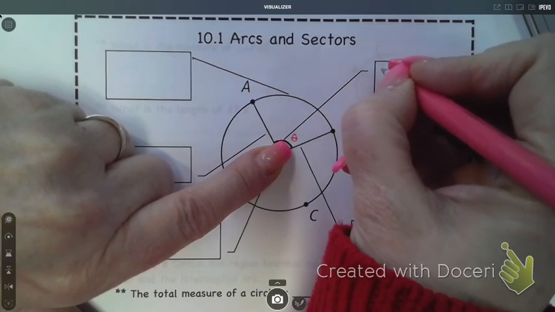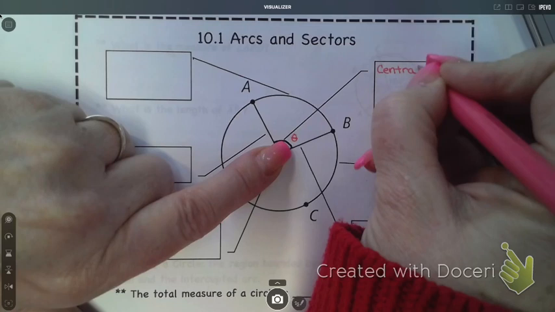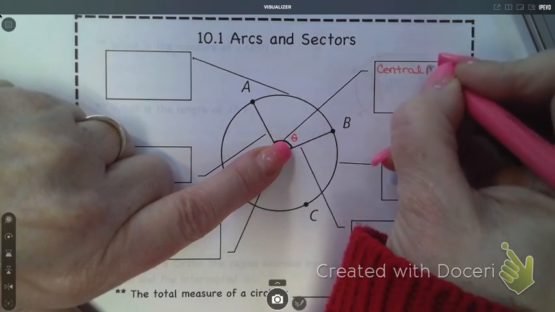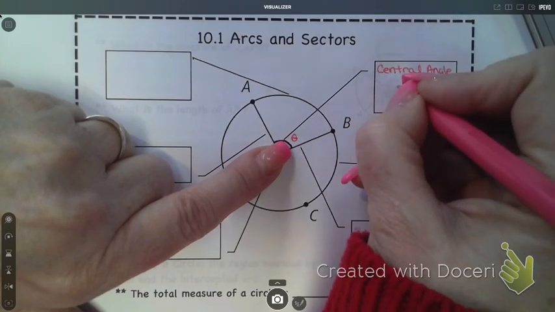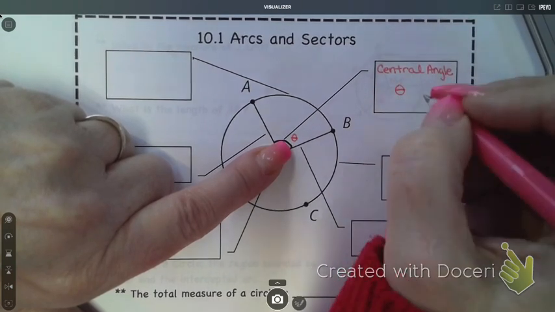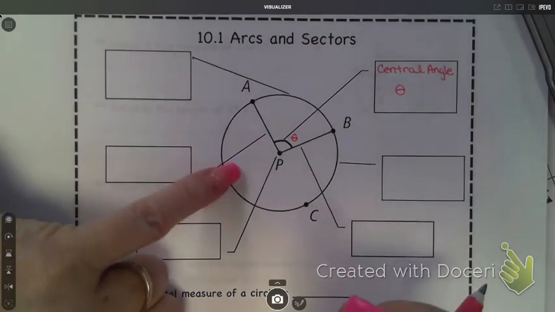So that is called the central angle. And again, we're going to call it theta.